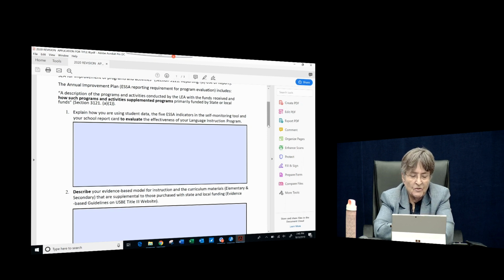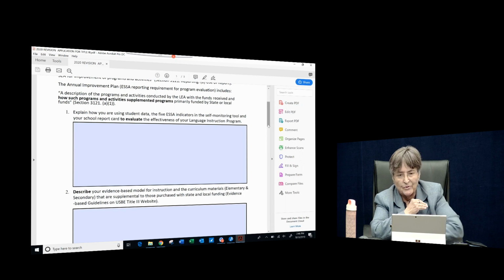So the first question is, explain how you're using student data and the 5 S indicators in the self-monitoring tool and your school report card. So I added that to evaluate the effectiveness of your language instruction. Now the school report cards, the audience, it's a requirement for the public so that it's easily accessible. But it's a really great source of better understanding which student groups are making the most progress toward proficiency in English language arts, mathematics, and science, as well as looking at those growth goals.